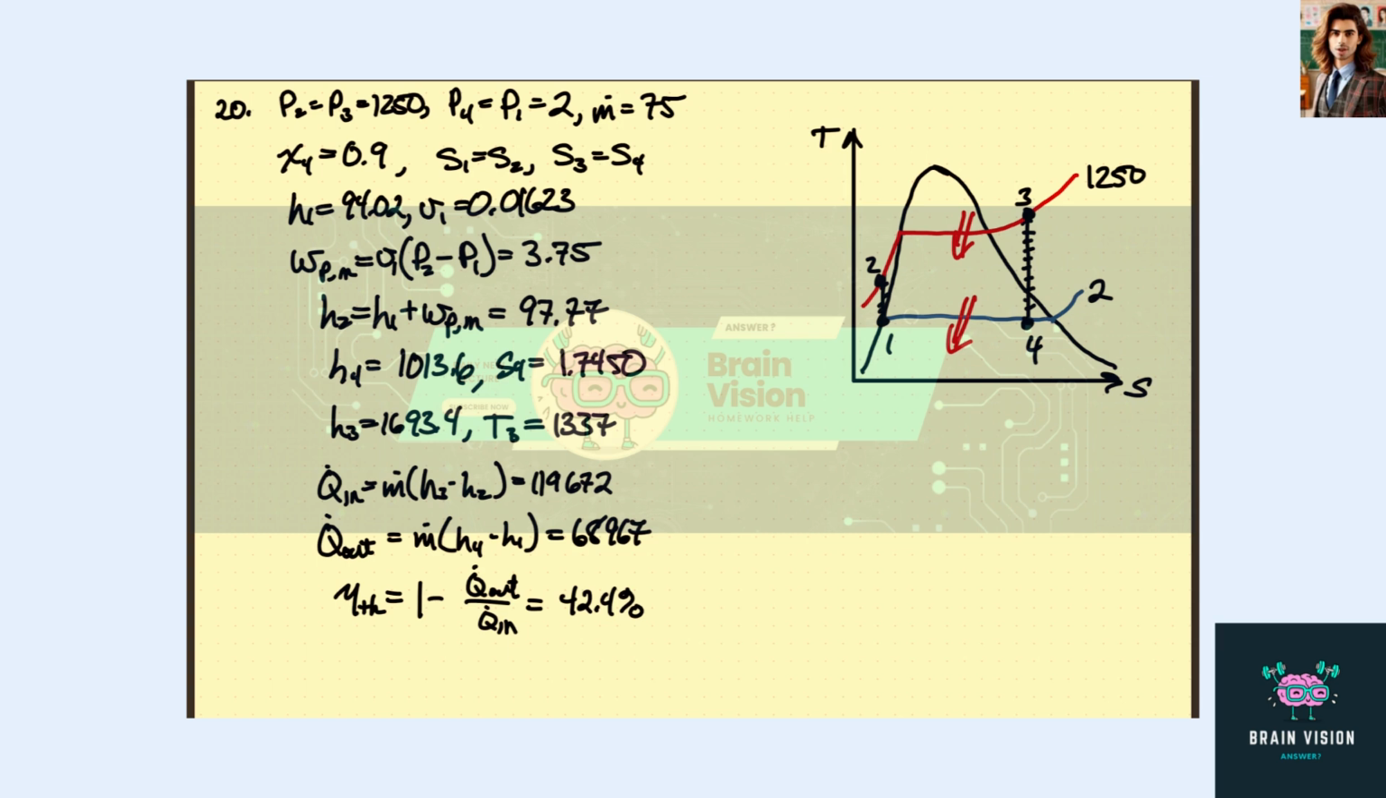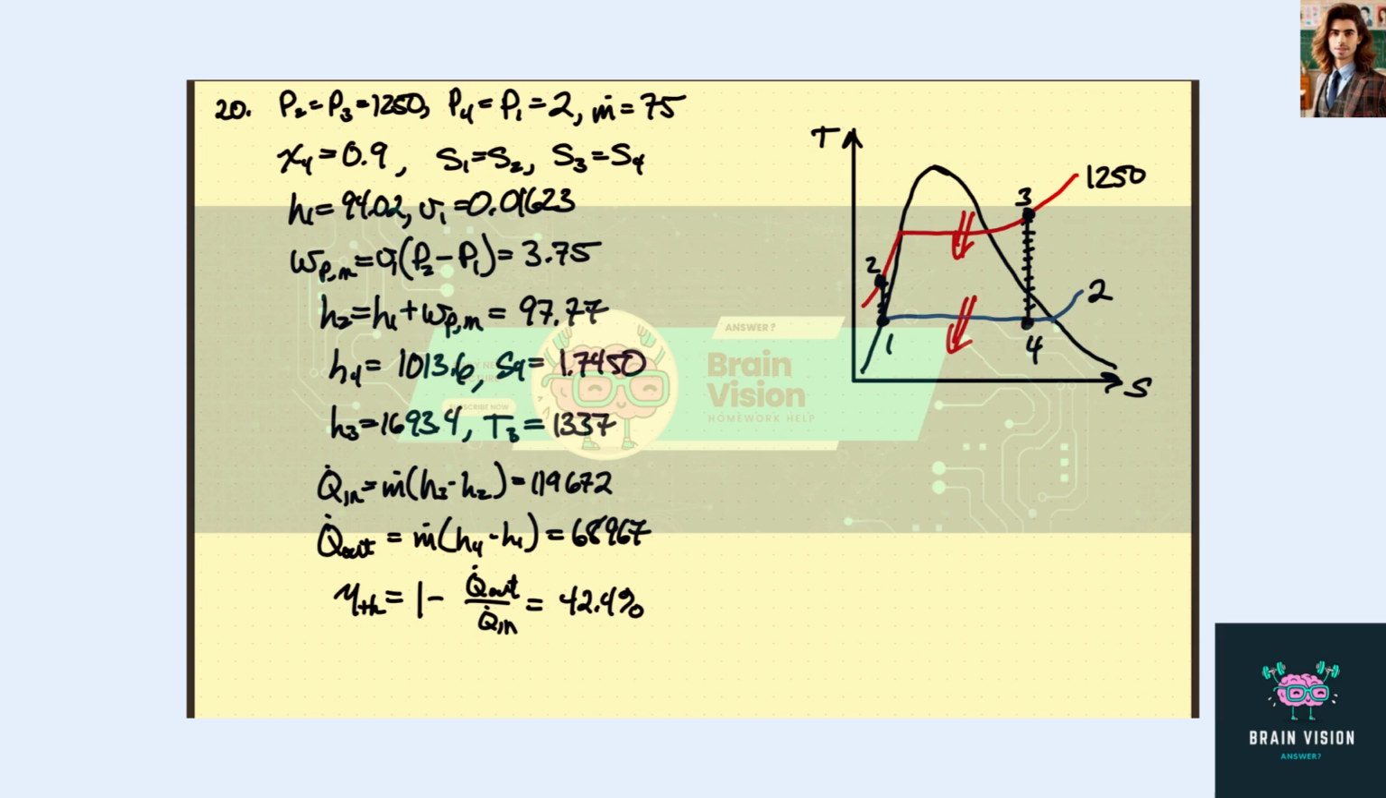A steam power plant operates on a simple ideal Rankine cycle between the pressures of 1,250 psia and 2 psia. We have 75 pound mass per second flowing through. We want the moisture content not to exceed 10%. So we need the quality to be 90%, so that we have no more than 10% by mass water in the mix here.